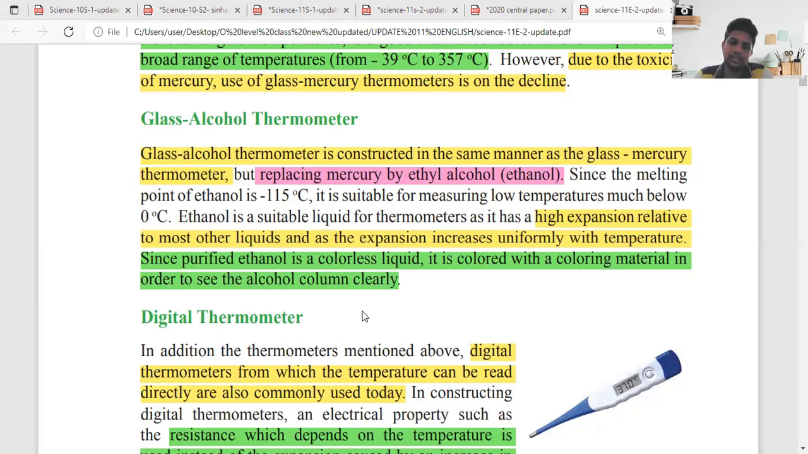Write down. Because ethanol is colorless, it is colored with a coloring material in order to see the alcohol column clearly. Let's go with the final one.